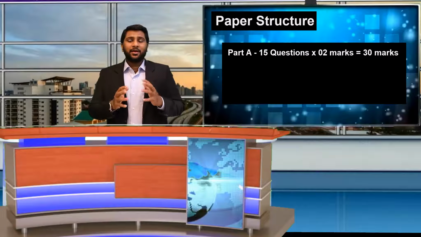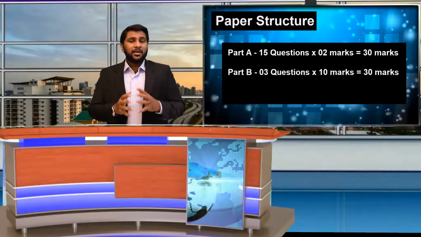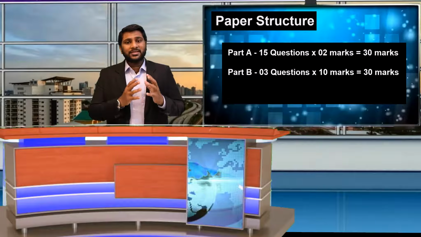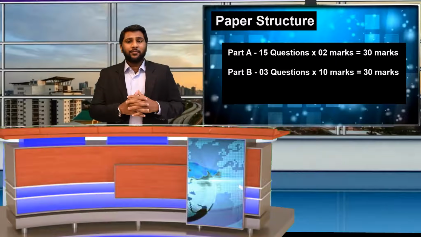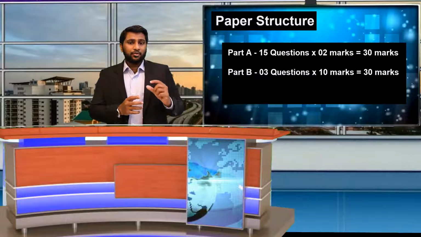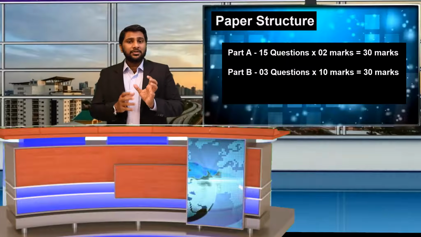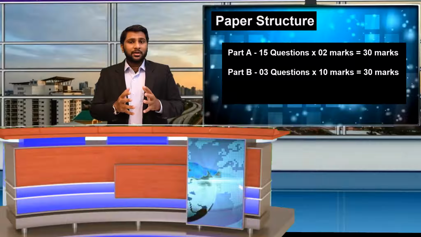Next is Part B of your paper. If you take Part B, you have 3 10-mark questions. For each 10 marks, they will give a scenario and they will ask 5 questions based on the scenario. For each question, you will be getting 2 marks, so for 5 questions, 10 marks based on one scenario. Likewise, you will have 3 scenarios for your Part B. So in total, 10 marks, 10 marks, 10 marks, for Part B of your paper, you will be getting 30 marks.